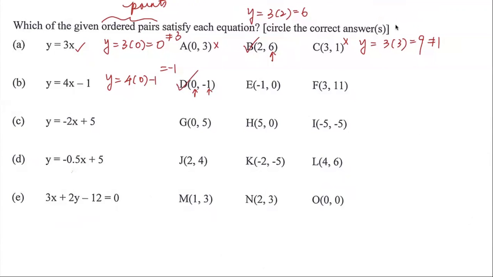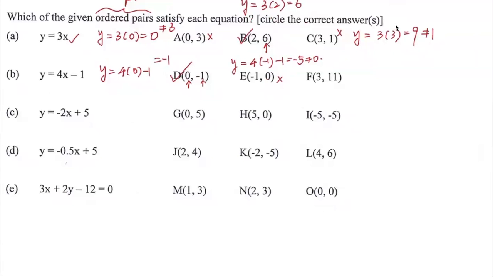What about E? y is equal to 4 times minus 1 minus 1. 4 times minus 1 is minus 4. Sorry, minus 4 minus 1, that will be minus 5. This is not equal to 0, which means this point does not satisfy the equation.